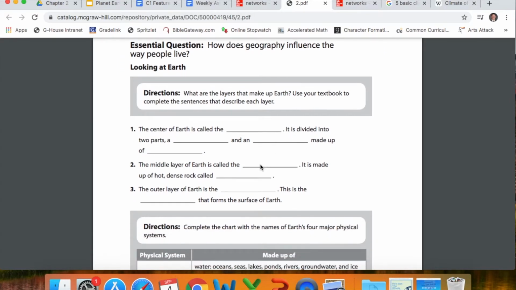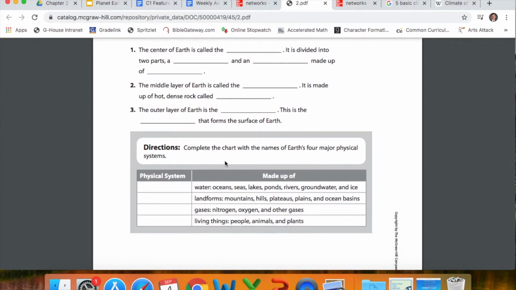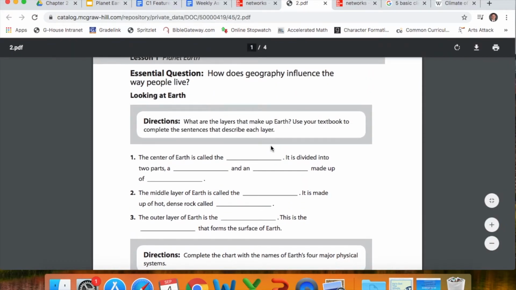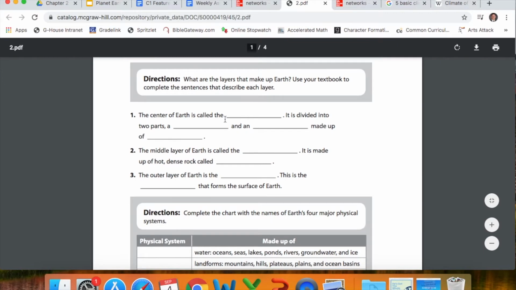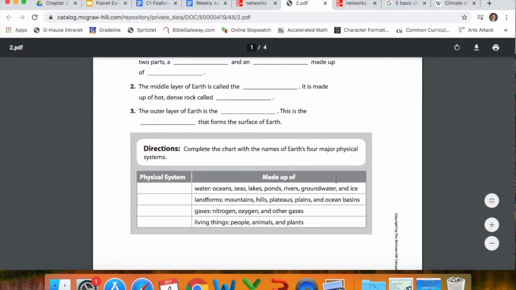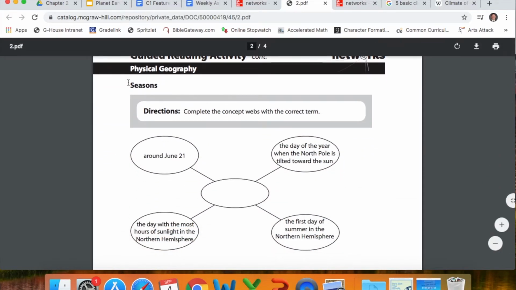You would fill in this as you read through that section and you watch the rest of Mr. Shane's informative video to help you with that understanding. In the next section, it asks you to complete the chart with the names of Earth's 4 major physical systems. This entire lesson is all about planet Earth, so you're going to learn about the inside of the Earth, the outside of the Earth, how the Earth moves and rotates and orbits, and you'll be able to fill in that information as we go. In the next section, section 2 in our lesson today, it's all about the seasons.